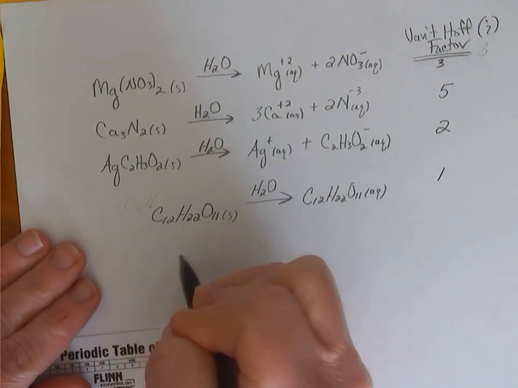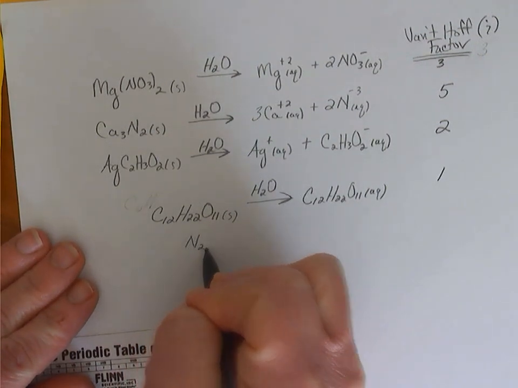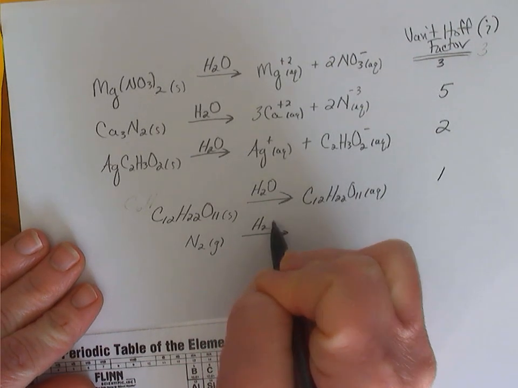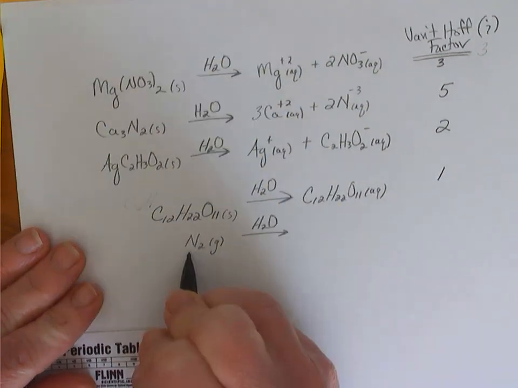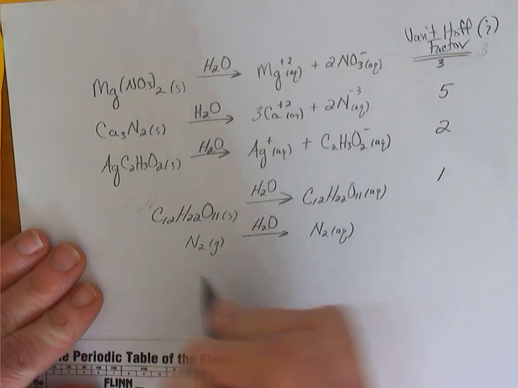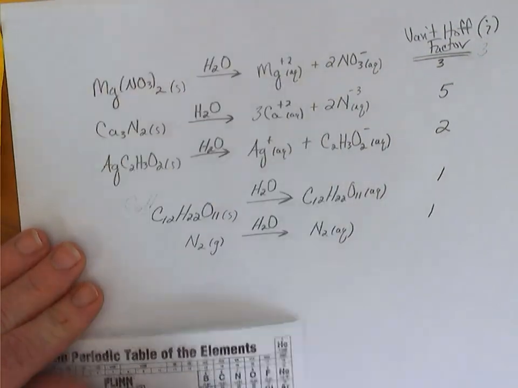What about nitrogen? What if we dissolve nitrogen in water? Well, covalent. For every 1 of these, I get 1 solute.